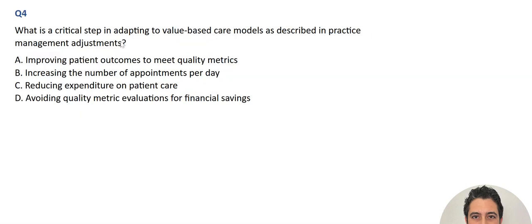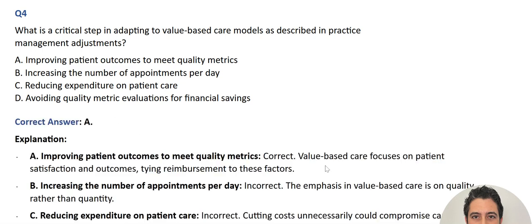Question 4. What is the critical step in adapting to value-based care models as described in practice management adjustments? A. Improving patient outcomes to meet quality metrics. B. Increasing the number of appointments per day. C. Reducing expenditure on patient care. Or D. Avoiding quality metric evaluations for financial savings. The most appropriate answer is A, as value-based care focuses on patient satisfaction and outcomes, tying reimbursement to these factors.